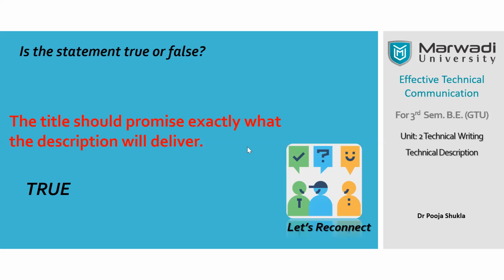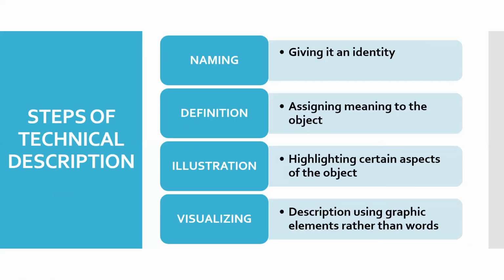Excellent job. So, what are the steps of technical description? Please remember this unit number 2 and unit number 3 have a good weightage in your examination. 45 percentage is the weightage out of 100 for these 2 units. So how do we write a technical description? There are 4 steps to it.